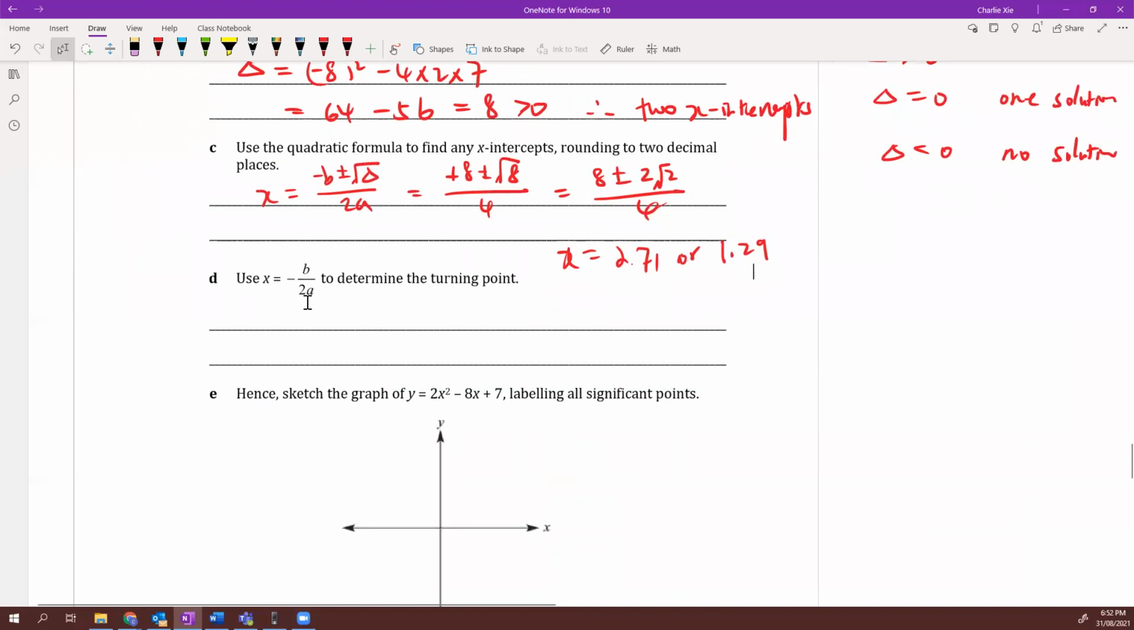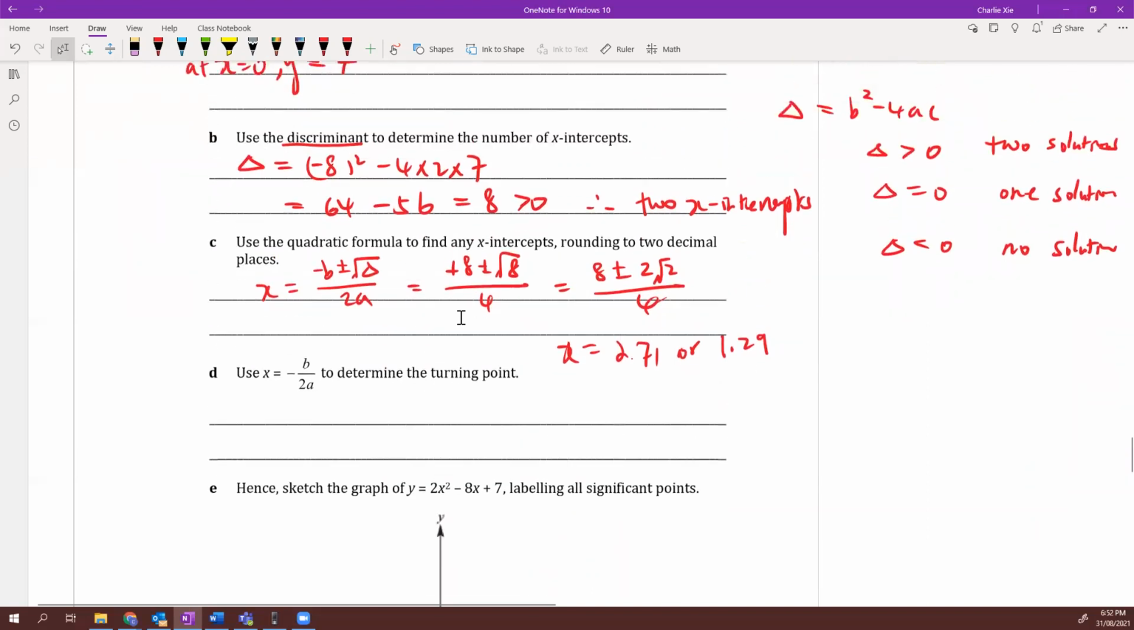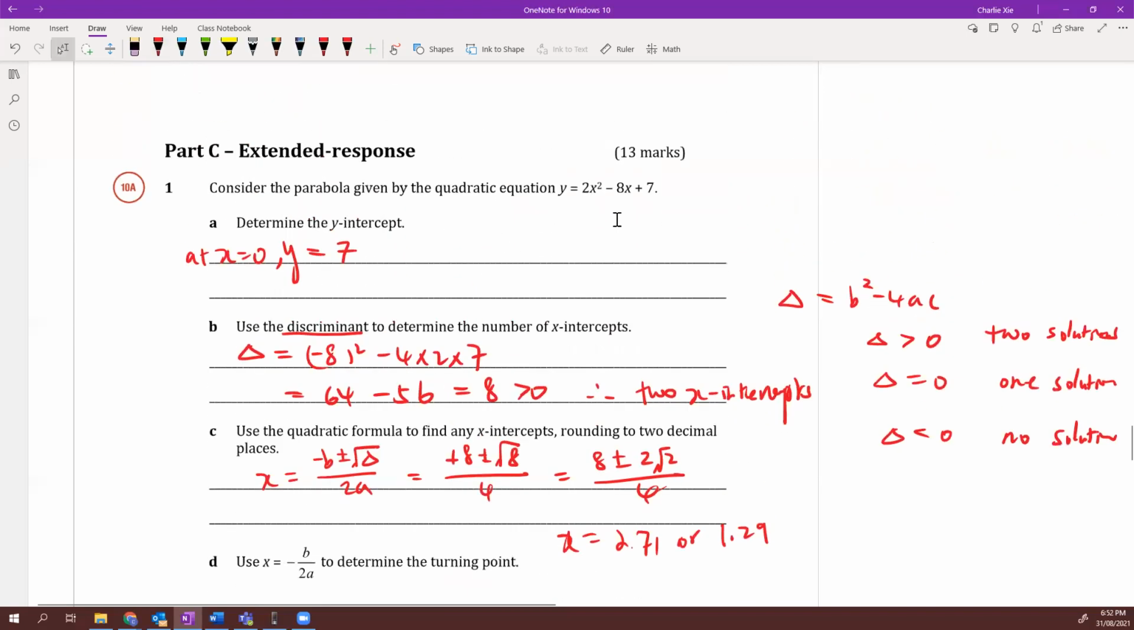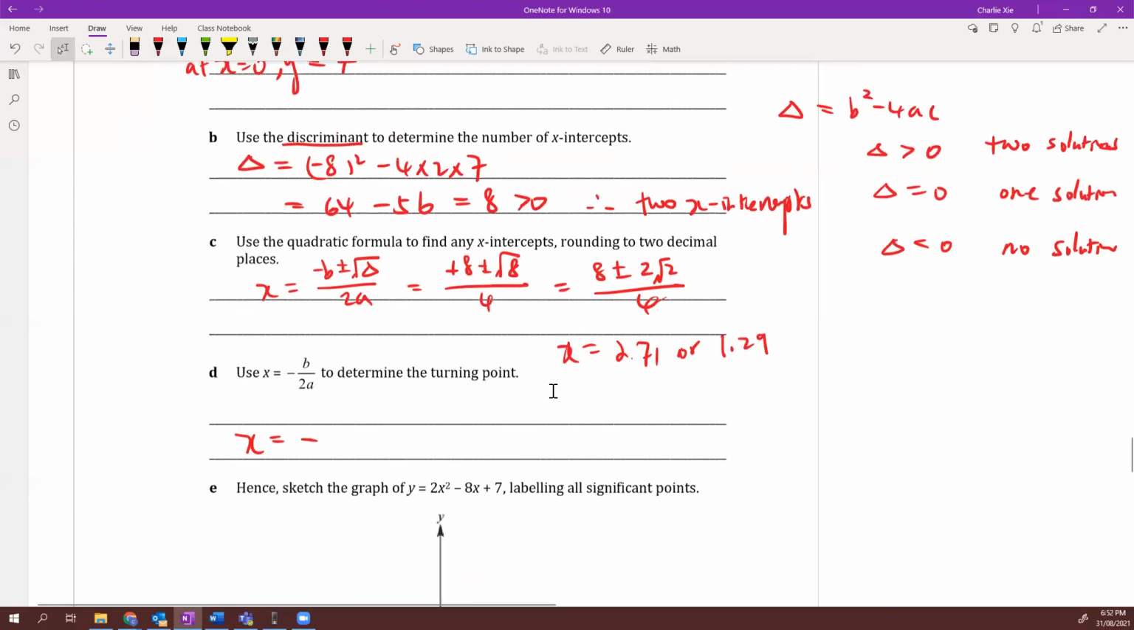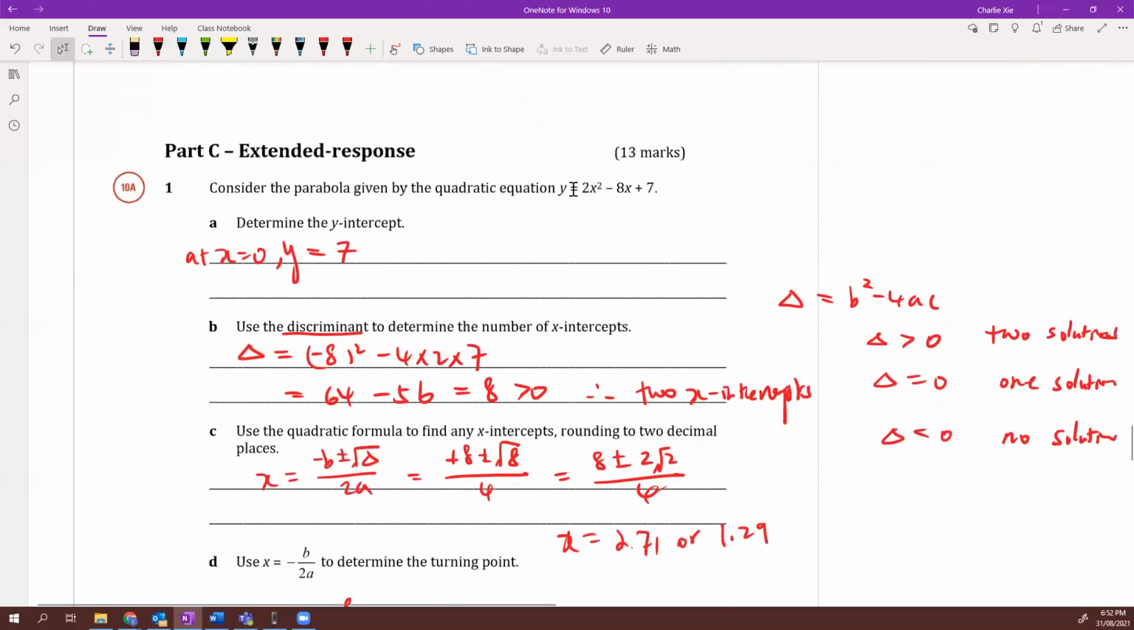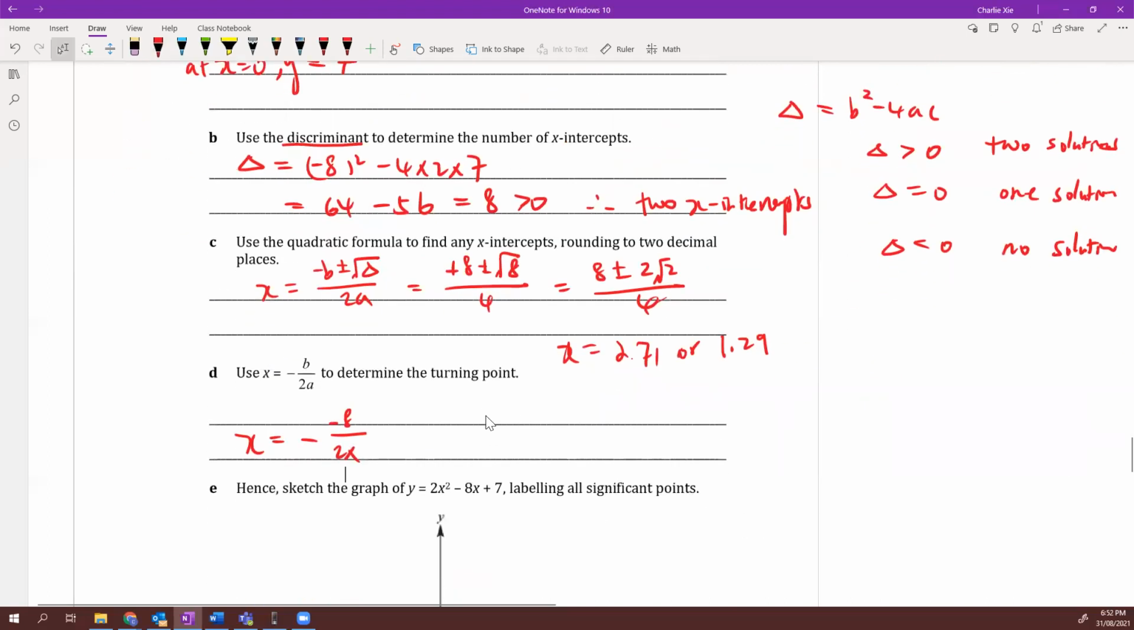Next one. Use x equals negative b over 2a to determine the turning point. This is your axis of symmetry. So x equals negative b, which we found before, b is negative 8. The coefficient of x is b, negative 8, over 2 times a. A is, let's go back, I remember it's 2. Yeah, it's 2. So 2 times 2. Minus negative making positive. So 8 over 2 times 2, 4, is 2. So your x coordinate is 2.